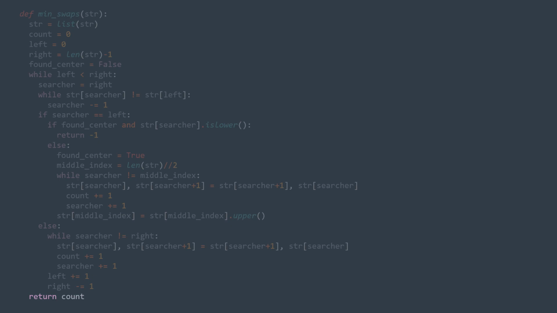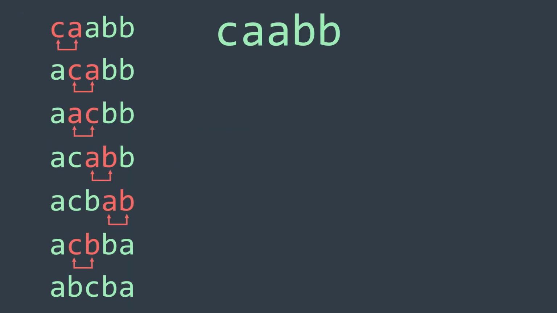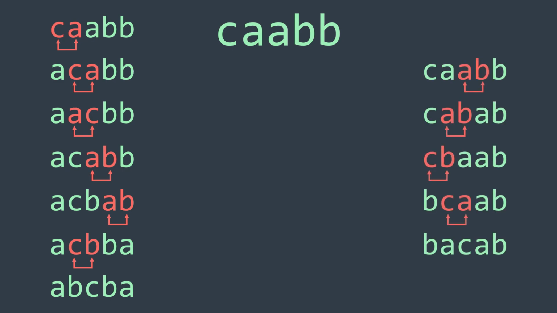Okay, now we made the function to get the minimum number of swaps when you keep searching for the letter at index left. But you have to know that it's sometimes better to do it from the right. Let me give you an example. We have the string CAABB. If we keep searching for the letter at left, we'd need 6 swaps. But if we do it from the right, we'd only need 4 swaps.